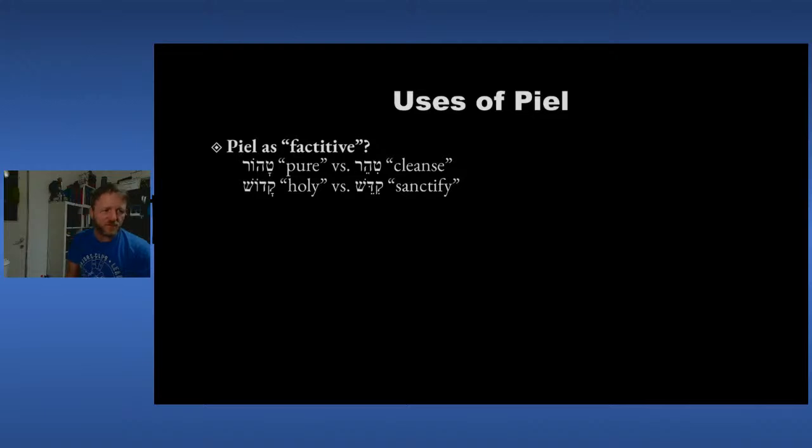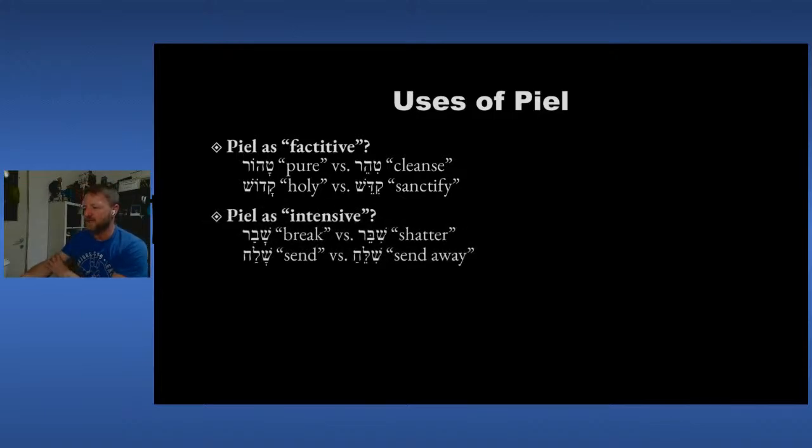All right, so the Piel, we are given several uses for the Piel in the grammar. First is what he calls factative. That is where you take an adjective and you turn it into a verb, something that's done. Factum in Latin means done, like facere, to do. So tahor, pure, and tiher, he purified or cleansed. Kadosh is holy, and kidesh is made holy or sanctified. This comes out in the Ten Commandments where it says, Shamor et yom Shabbat lekadesho. Keep the Sabbath day to sanctify it, to make it holy.